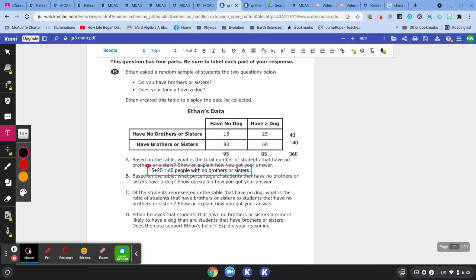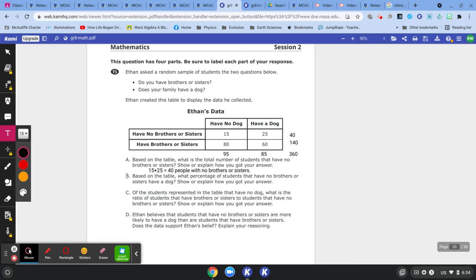Based on the table, what percentage of students who have no brothers or sisters have a dog? Now that's a different number. So no brothers and no sisters have a dog. So it's the percentage. So we're going to have 25 who have a dog and have no brothers and sisters, out of... I'm going to pause for a second. I'm going to make sure I read this closely.